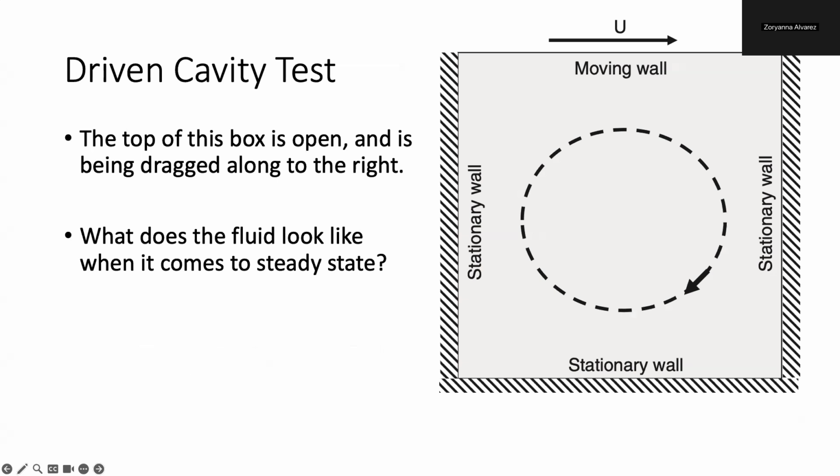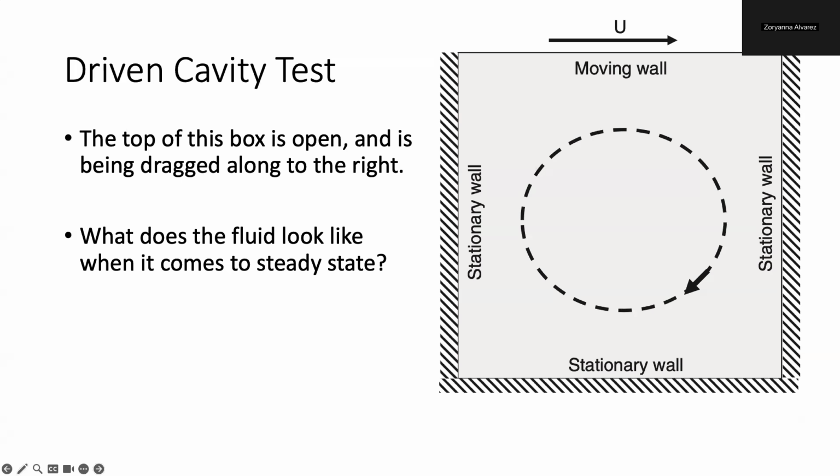What's this going to look like? This is called the driven cavity test. When we do computational fluid dynamics, we use test cases to determine whether or not your code is working. This is a classic example of whether or not your vorticity code is working. So the picture is three stationary walls, object initially at rest, and then you start moving the top wall.